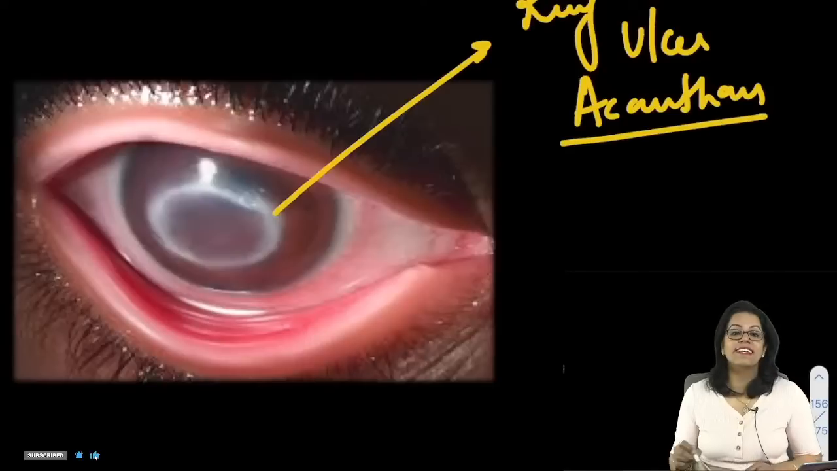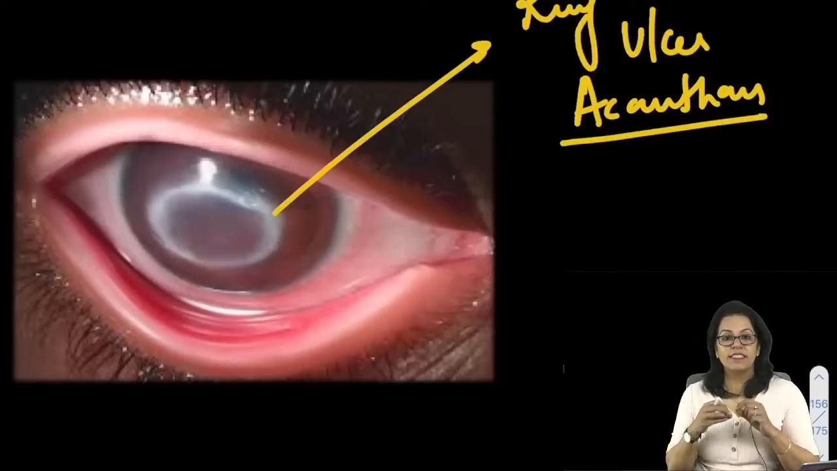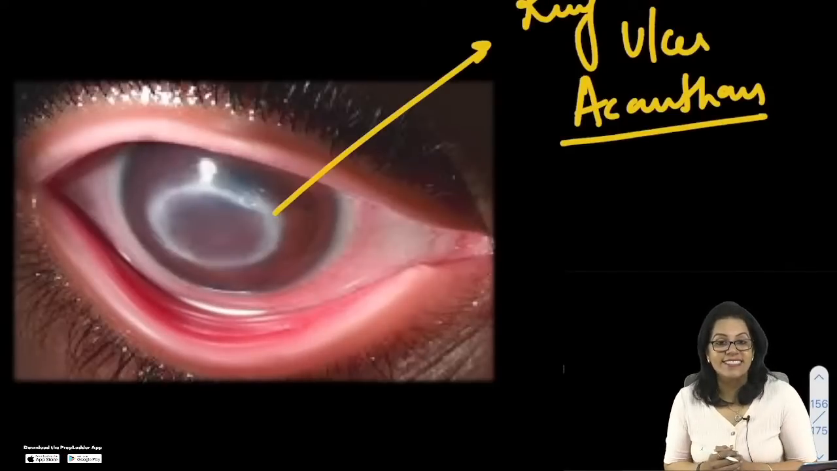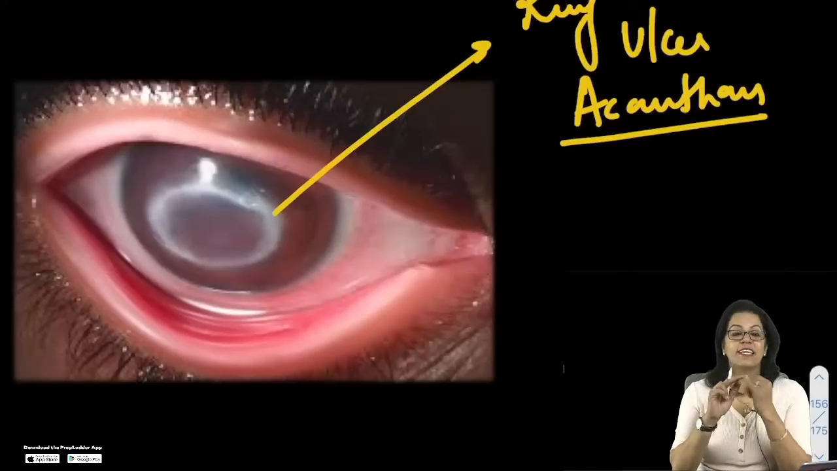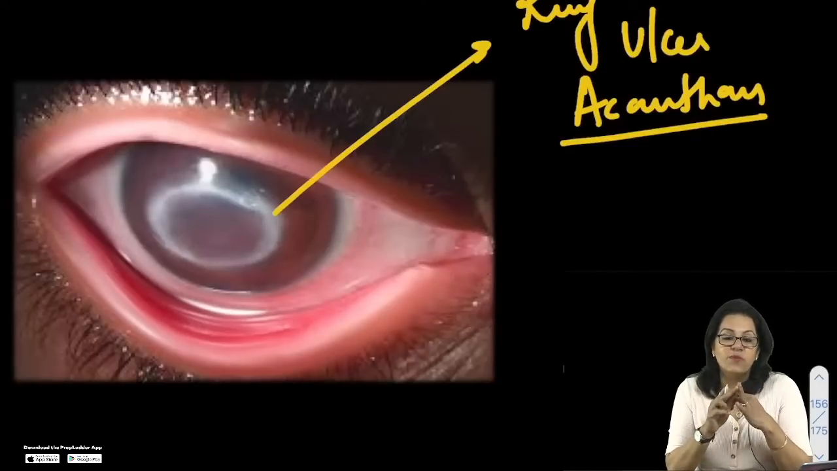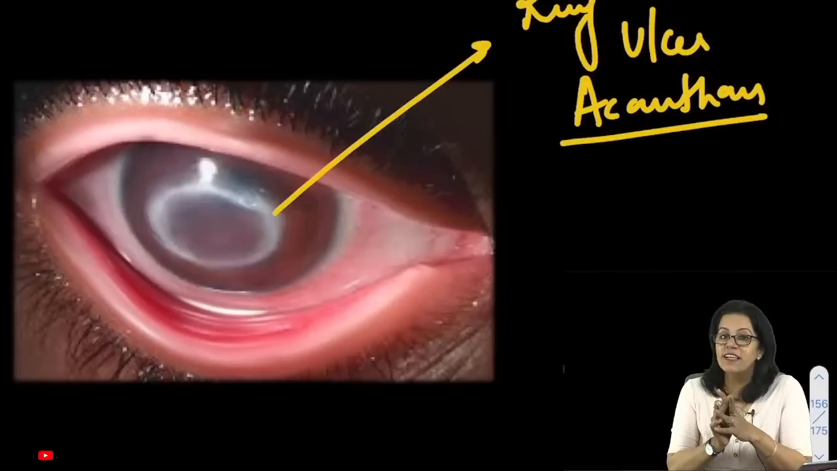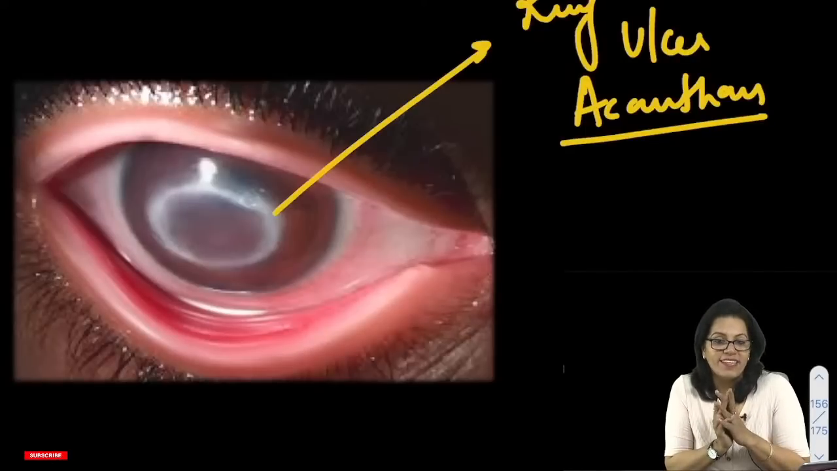So acanthamoeba keratitis, you should know that it can invade the nerves and therefore it is very, very painful. It causes perineuritis. Okay, one point. Second important point, what is the drug of choice? You will say PHMB, polyhexamethylene biguanide. Third, they have asked you about culture media, non-nutrient agar with E. coli. These are the three questions on acanthamoeba.